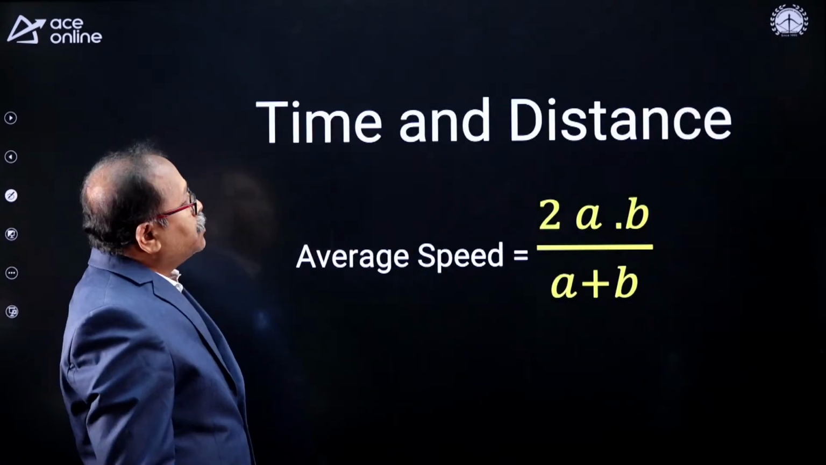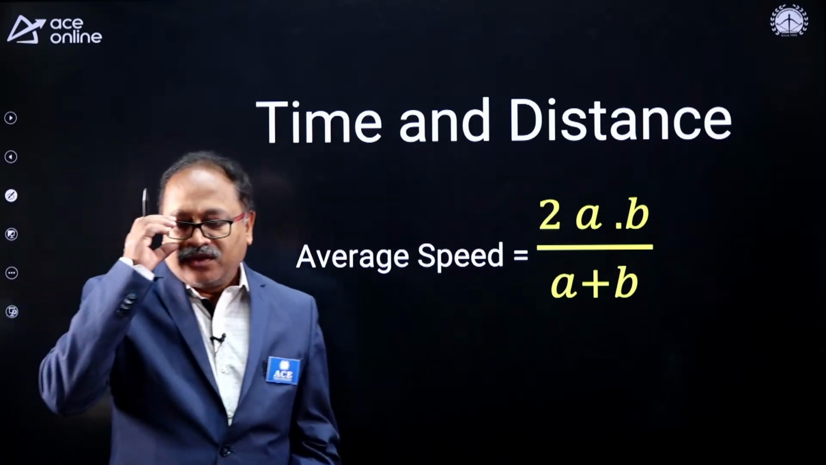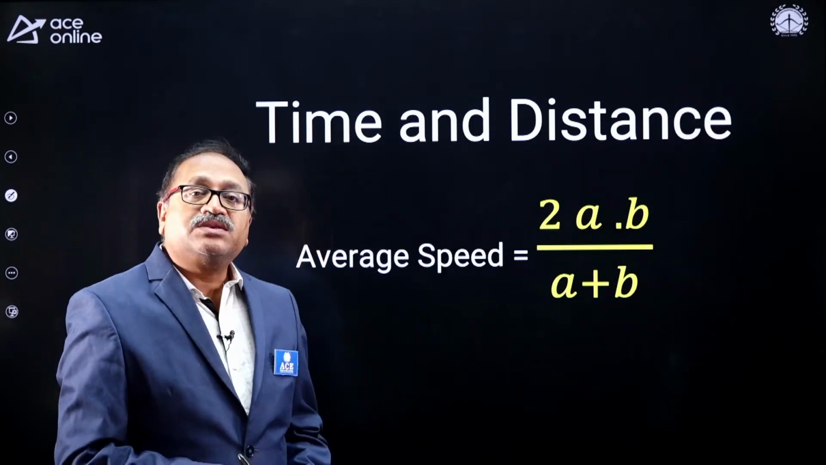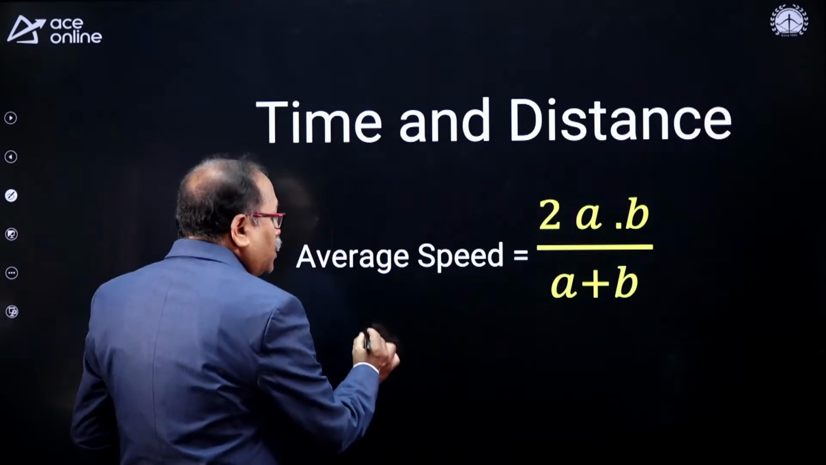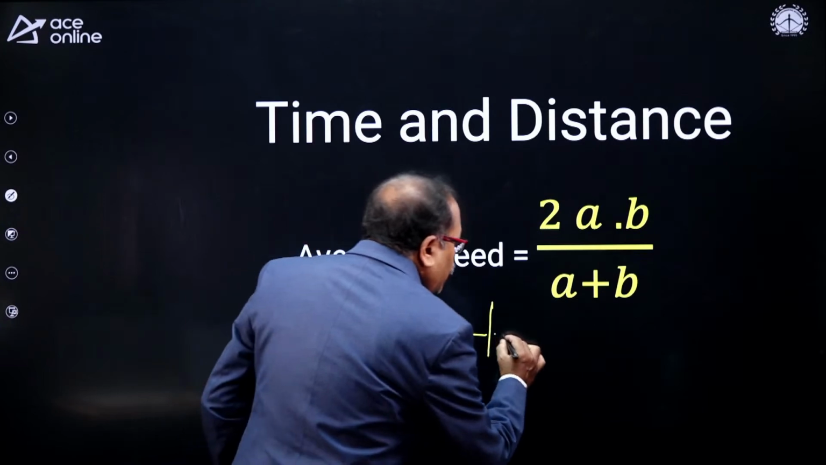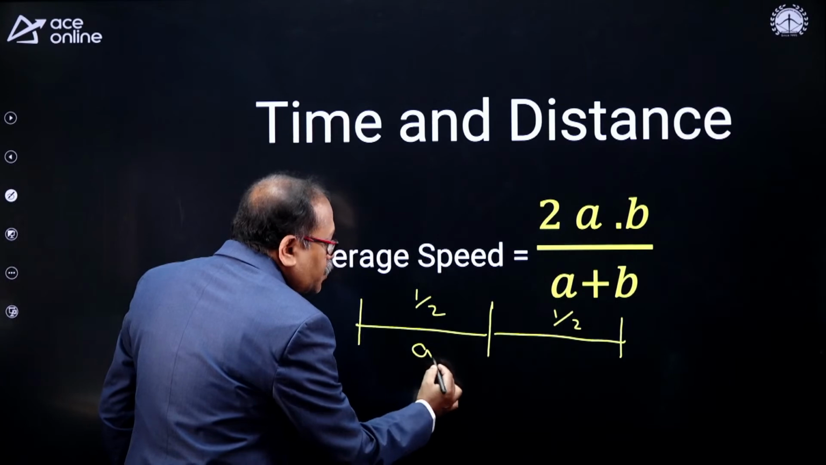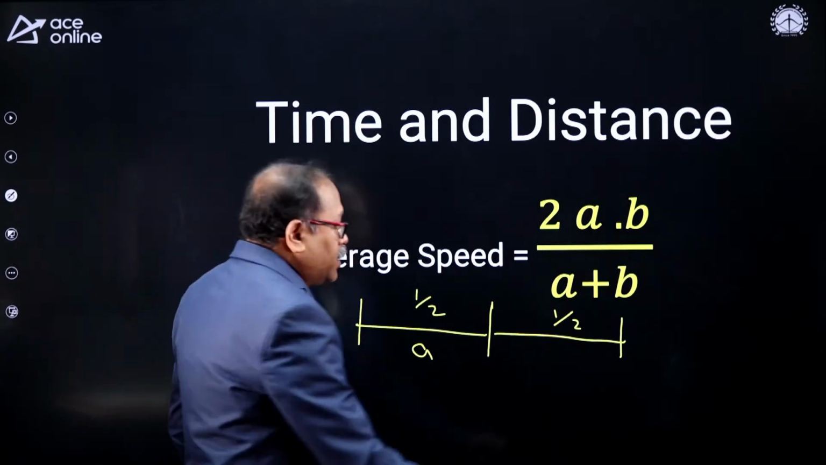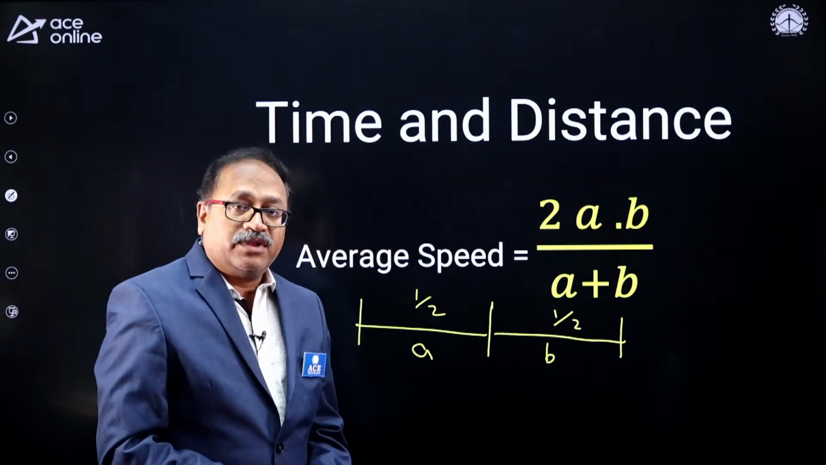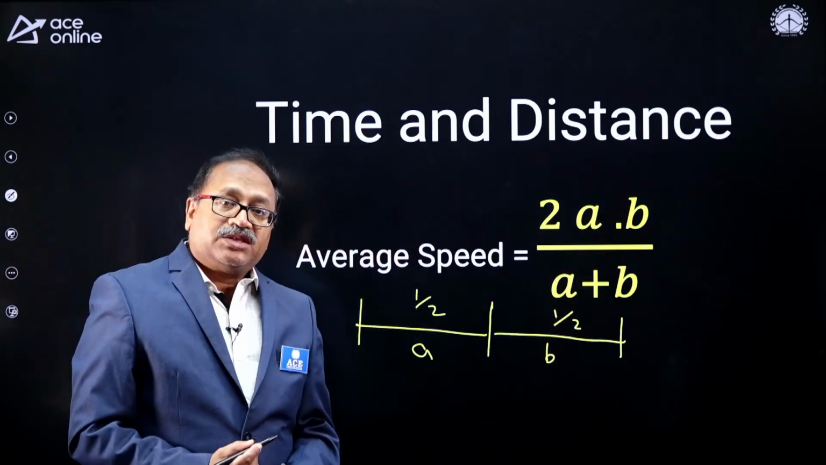Okay. So the next question is about average speed. What happens in case of average speed? If the distance is traveled in two equal parts, half of the distance over here and half of the distance over here, if it is traveled with a speed of A km per hour and if it is traveled with a speed of B km per hour, then what will be the average speed? The average speed will be 2AB by A plus B.